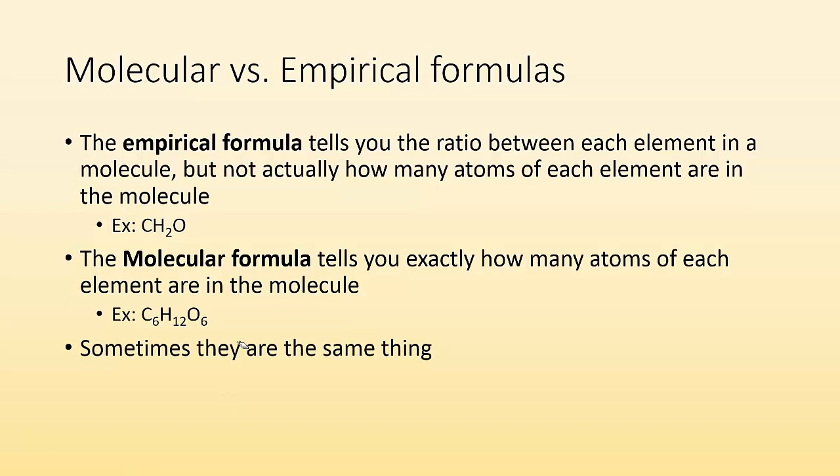Sometimes they're the same thing. Sometimes the empirical formula is a molecular formula, like H2O. H2O can't be simplified anymore. It is the simplest ratio, and it is also exactly what the molecule is. It's 2 hydrogens and 1 oxygen. So sometimes they're the same thing. Carbon dioxide, same deal. So how do we determine the molecular formula?